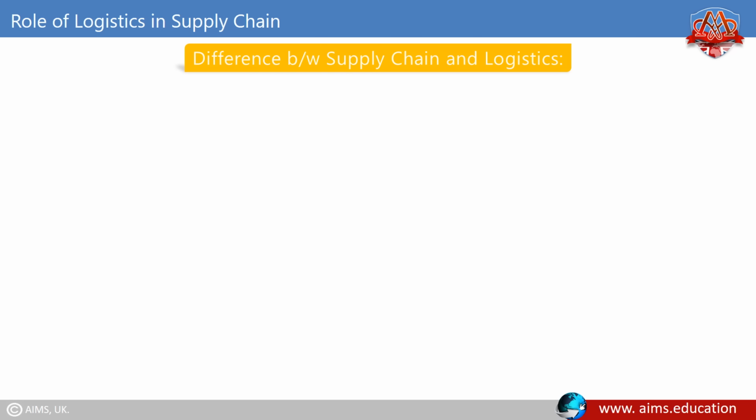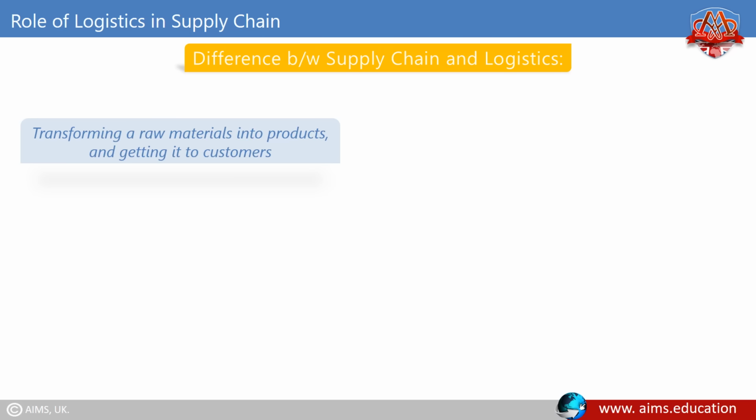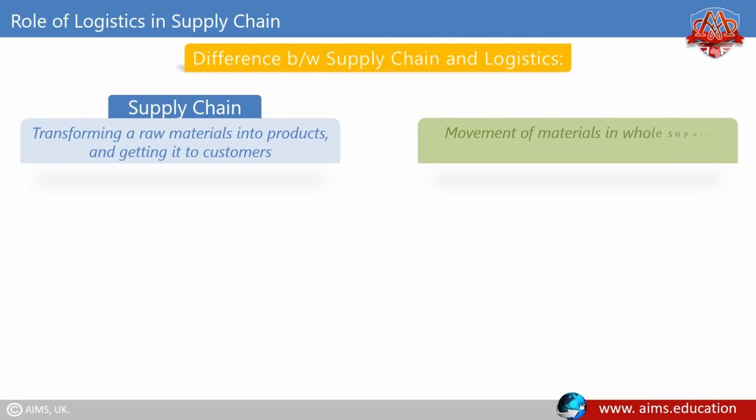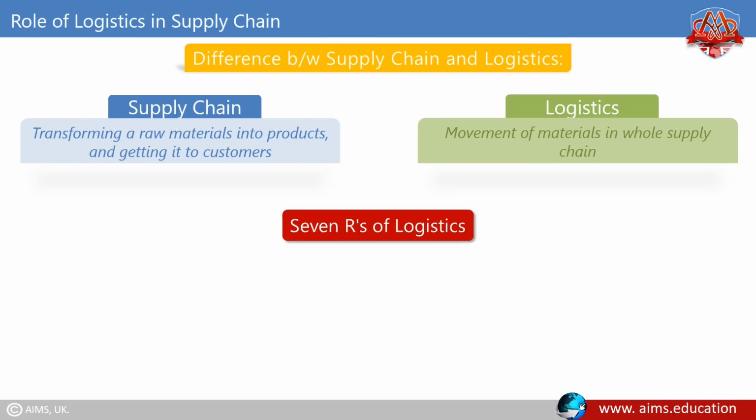Difference between supply chain and logistics. Transforming a raw material into products and getting it to customers is supply chain, whereas movement of materials in the supply chain is logistics.